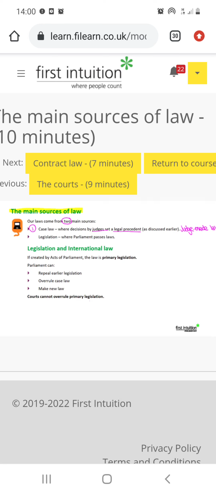Our second main source is legislation, and this is where Parliament will pass a law. So this is known as Parliament-made law. So, regarding legislation, if it's created by acts of Parliament, for example, the Companies Act would be one of them. The law is called primary legislation. It's the primary lawmaker.